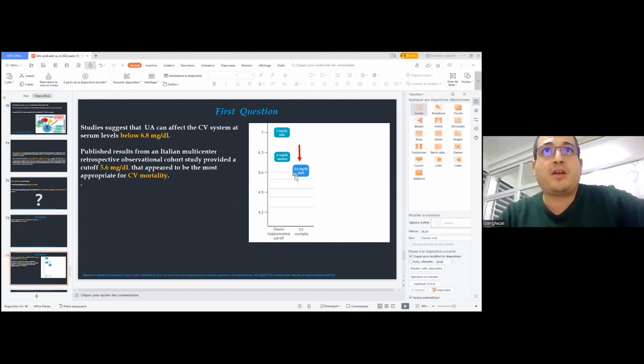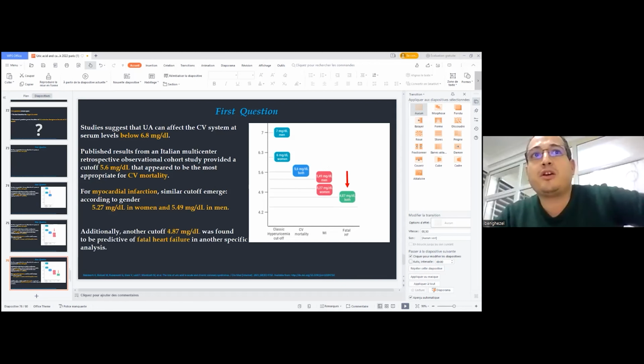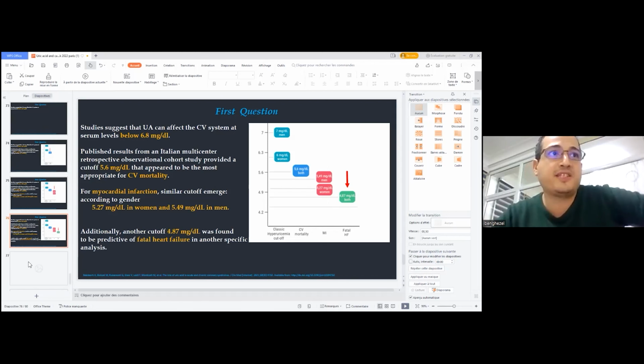study provided a cutoff of 5.6 that appeared to be the most appropriate for cardiovascular mortality. For myocardial infarction, a similar cutoff emerged according to gender, 5.2 in women and 5.4 in men. Additionally, another cutoff, 4.8 milligrams per deciliter, was found to be predictive of fatal heart failure in another study.